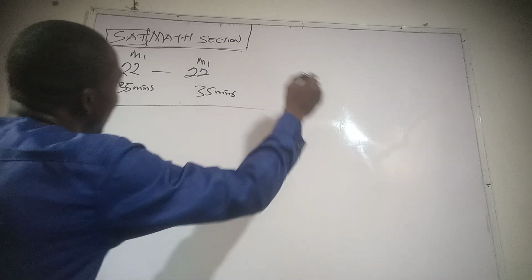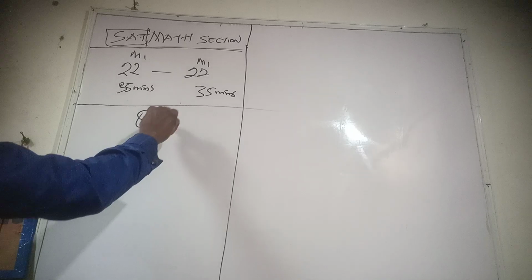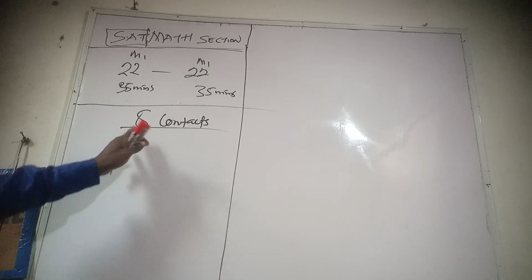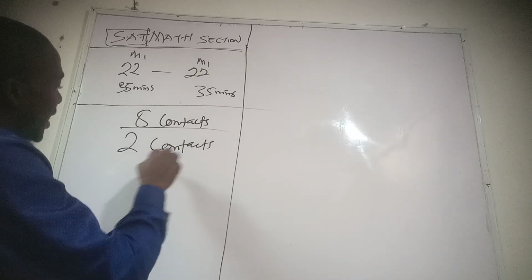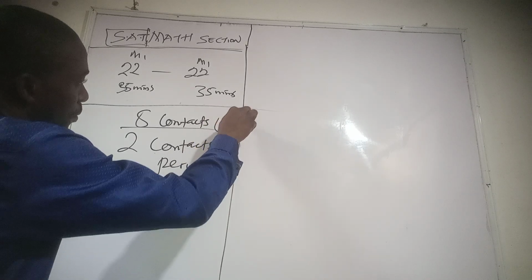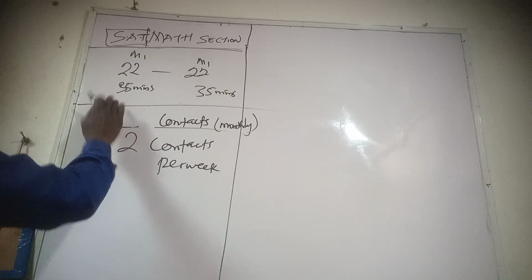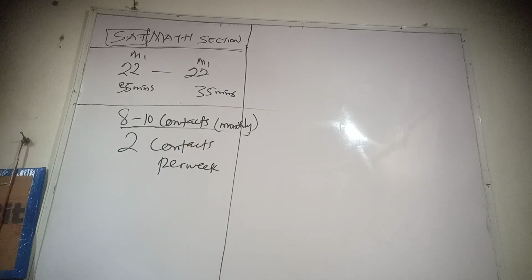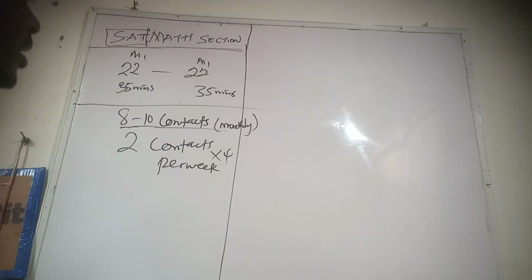Now, we talk about the contacts given to our students. We have a minimum of 8 contacts in a month. That is 2 contacts per week. Let me just say 8 to 10 contacts in a month: 2 contacts per week times 4 or times 5, depending on the number of weeks in that month. So what do these contacts entail?